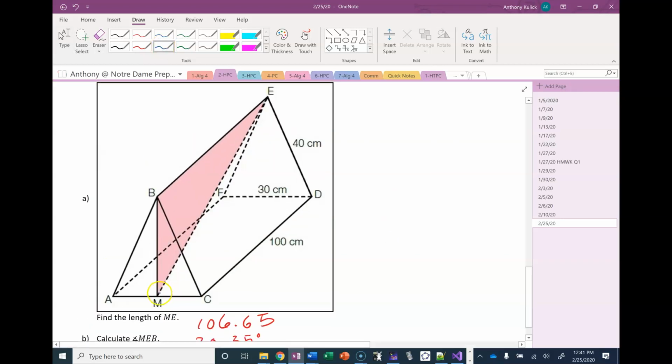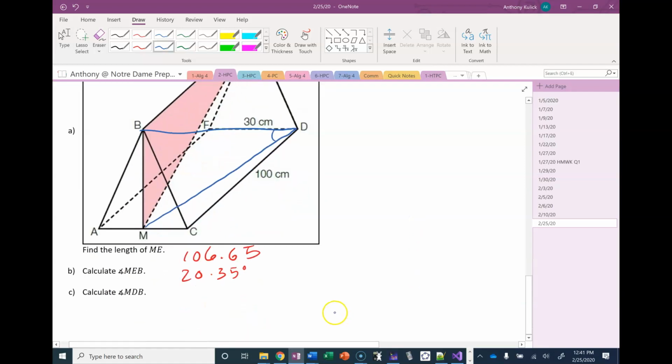So that's going to be MDB. So we're looking for that guy right there. So I'm going to just draw this off to the side. I can tell here that angle M is a right angle because BM is a segment inside of one of the faces, and MD is a segment inside one of the faces. And all the faces intersect at right angles. Okay with that? Okay.